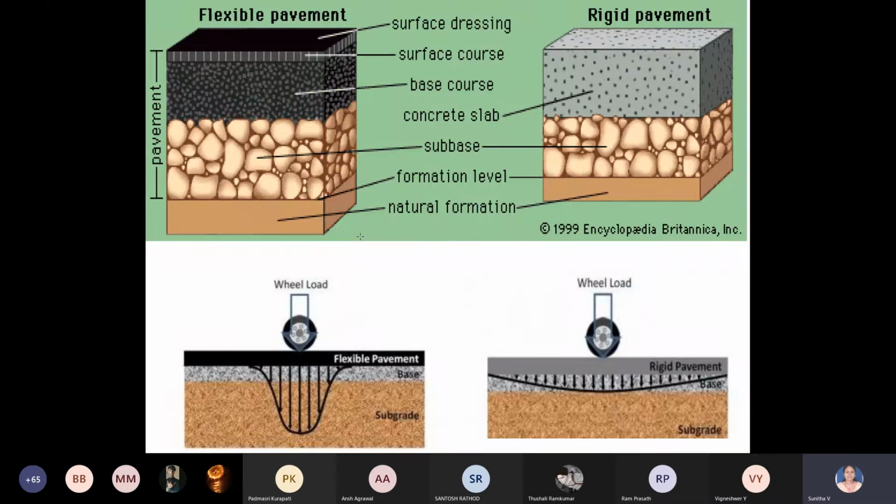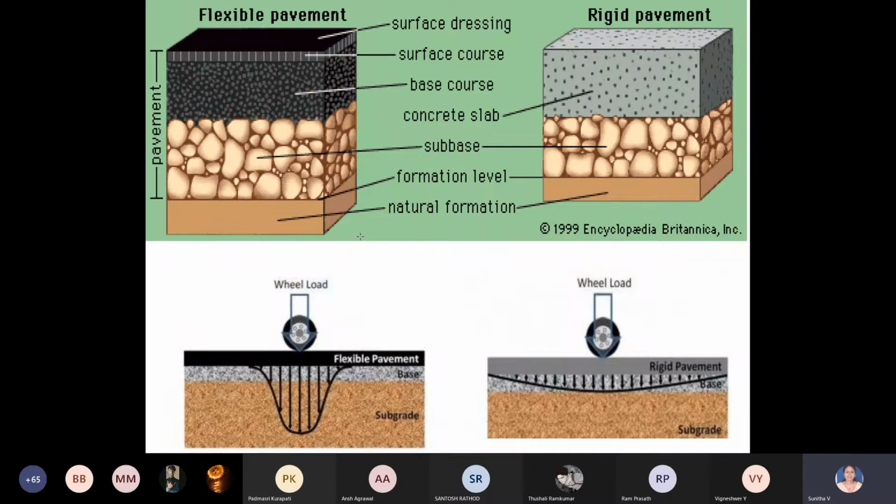So flexible pavement, I've already explained. You have the different layers in flexible pavement like subgrade, sub-base, base course and surface course. The subgrade itself can be natural formation, what is existing, what is there actually. If you are compacting it or doing some stabilization process, that also can be done for the subgrade.